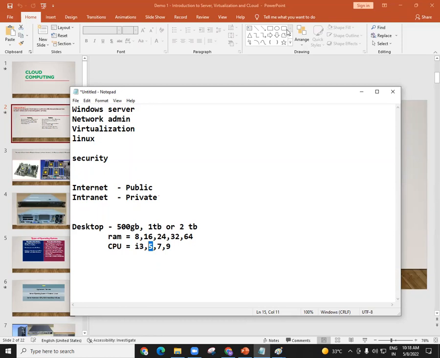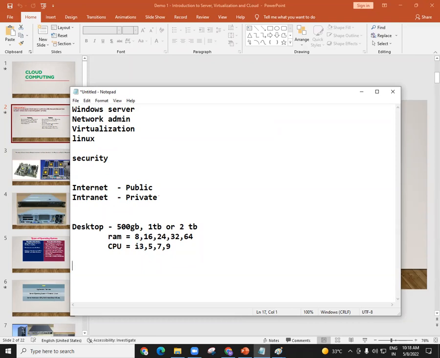Maybe, for example, I am a multimedia person. If a multimedia person is there, maybe he will go with 2 TB hard disk, 32 GB RAM. At least he will go with an i7 processor. That is for a multimedia person. Suppose there is an accounts person. For an accounts person, 500 GB hard disk is more than enough. 8 GB RAM is more than enough. i3 processor is more than enough. So like this, we can take the configuration of a particular machine. Okay, but this is the maximum we can get in a desktop machine.